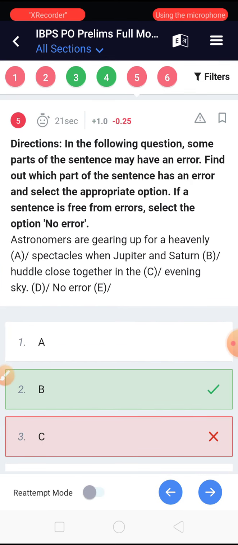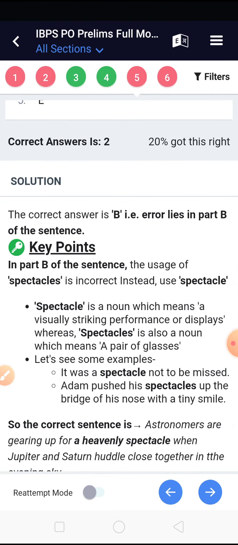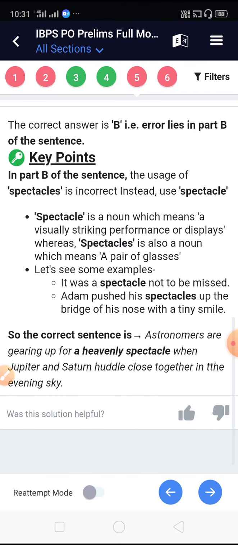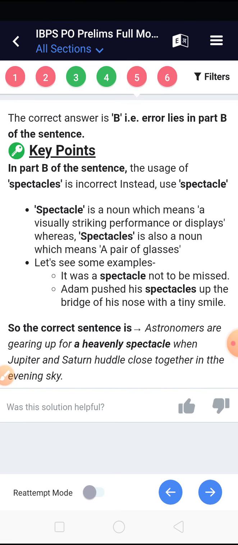Astronomers are gearing up for the heavily spectacular sight when Jupiter and Saturn huddle close together in the evening sky. The error is in B. What is spectacular here? Spectacle is a noun, it means a visually striking performance or display. Spectacles is also a noun, meaning glasses.